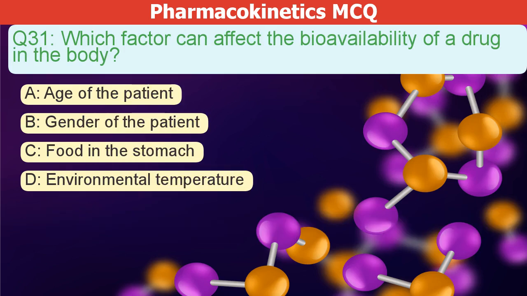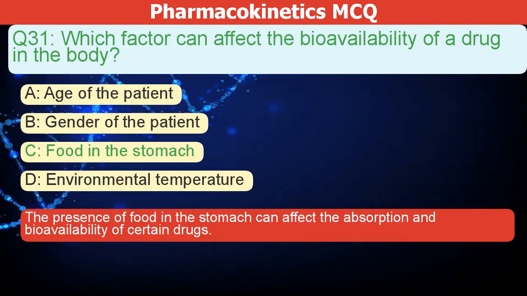Which factor can affect the bioavailability of a drug in the body? A. Age of the patient. B. Gender of the patient. C. Food in the stomach. D. Environmental temperature. The correct answer is C. The presence of food in the stomach can affect the absorption and bioavailability of certain drugs.